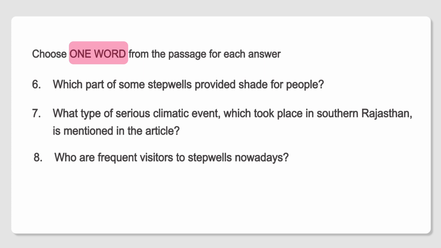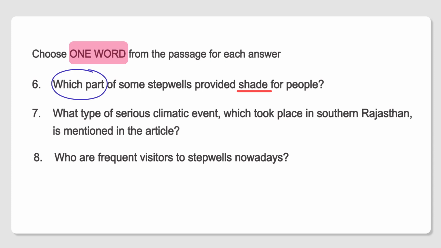Now, number 6, which part of some stepwells provided shade for people? You know, which part, it means that we have to find very specific information. We have to find the part. Shade is not a very good keyword, but still it's a keyword. It's not the easiest one.